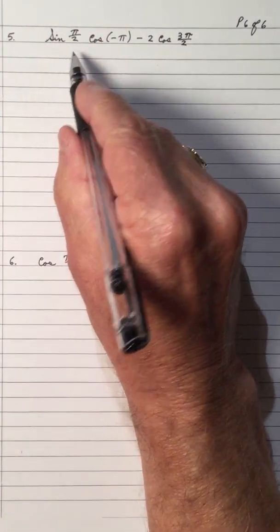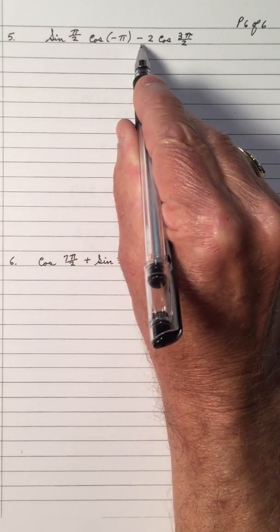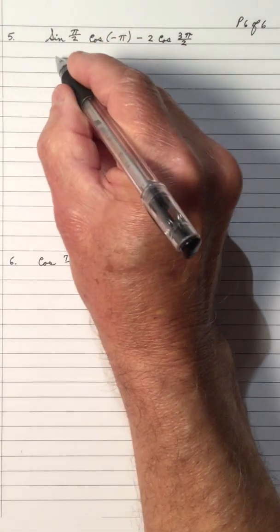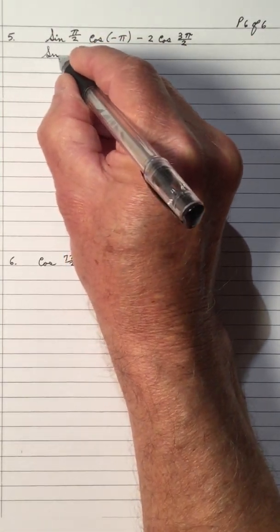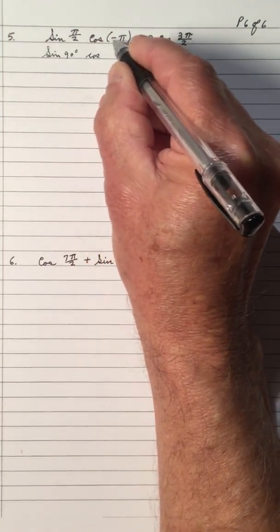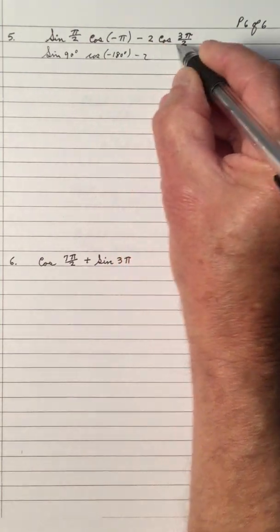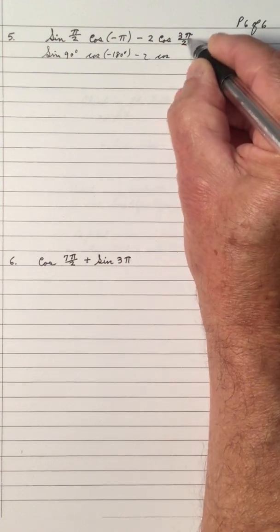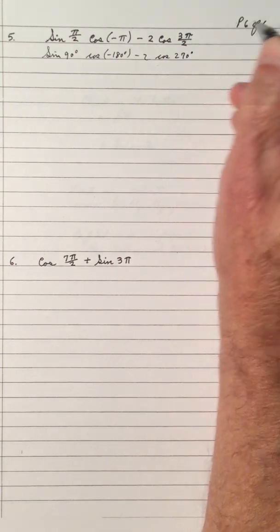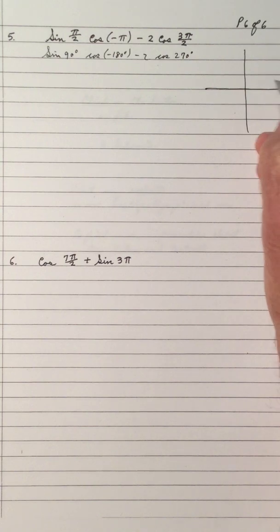Now, this is sine of pi over 2, cos of negative pi, minus 2 times the cos of 3 pi over 2. So pi over 2 is a 90. Cos of negative pi, so that's a negative 180. And the cos of 3 pi over 2, pi over 2 is 90, so 3 90s is 270. So these are easy to change. But I need to draw a circle now, and I'll use that circle.